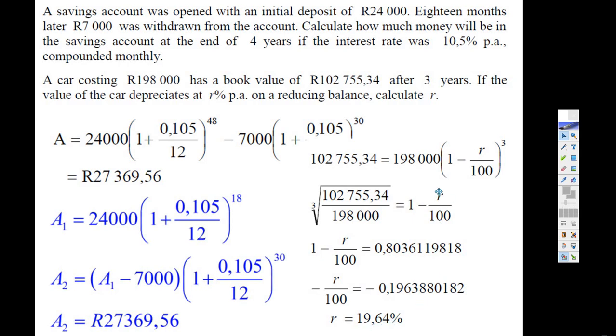19.64%. But the key thing is you divide by this number, then you take the cubed root, you'll get a number. You have to go 1 minus that number. You see the number comes over here. You have to subtract 1 from it, and you'll get a negative number here. You get this 1 minus r over 100 equals this weird number. Then you have to take away 1 from it, and you're looking at the answer here, this 0.196. That's 19.64%. And that's the little business there, financial maths part.